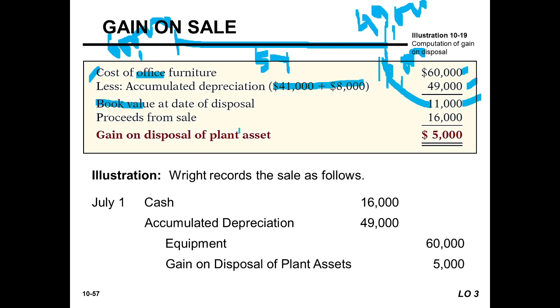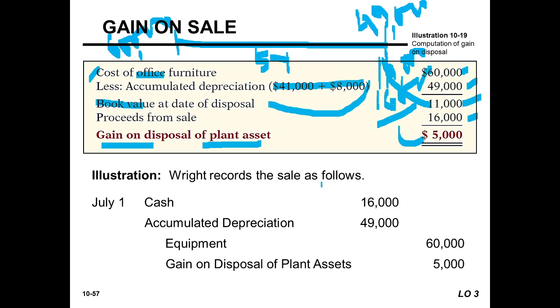When we sell this furniture, we get $16,000. So the gain on disposal of plant asset is $5,000. The book value is $11,000, but we have sold it for $16,000. So $5,000 will be the gain on sale.